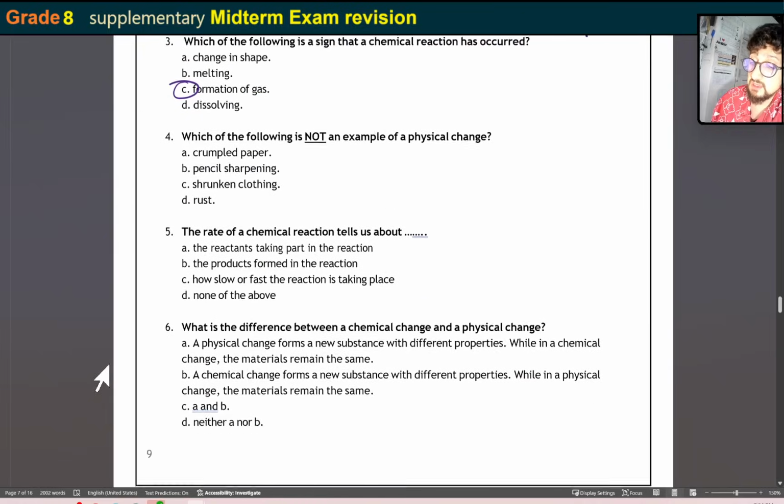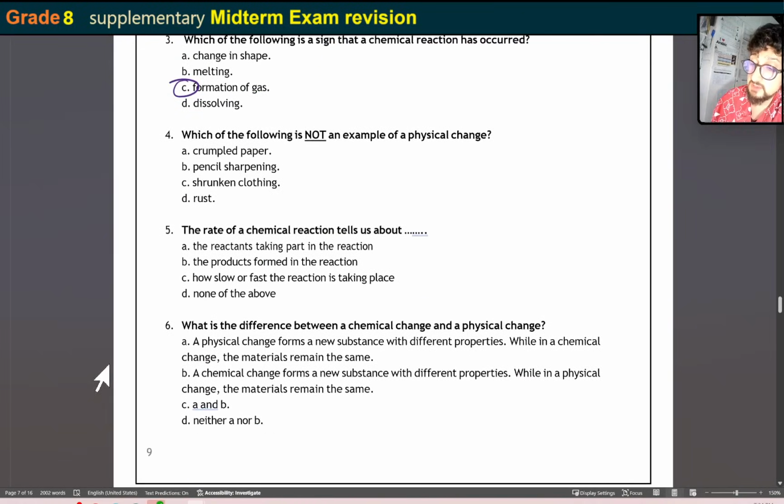Which of the following is not an example of a physical change? So which of the following is a chemical change? And that's rust. Crumbled paper, no. Pencil sharpening, no. We haven't formed any new substances in any of these. The only one where a new substance is formed is rust.